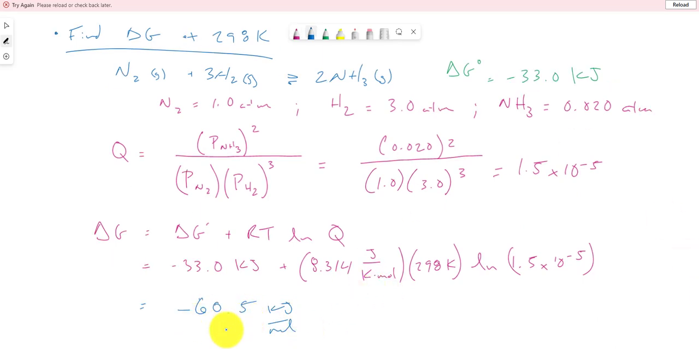So that gives us a value of minus 60.5 kilojoules per mole for the non-standard delta G, which is the actual delta G of the system, and we can compare that to the standard delta G, which is minus 33. So what that's really telling us is that under these conditions, there's actually an even greater driving force for the system to move from left to right, meaning the products are lower in energy relative to the reactants than when everything is at 1 molar conditions.